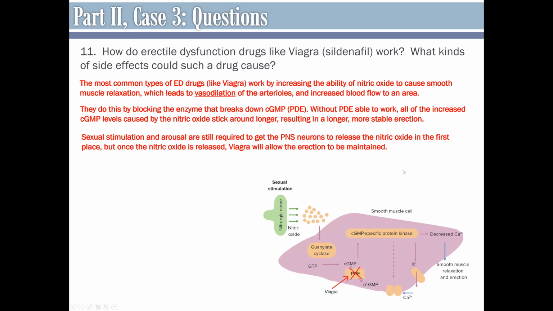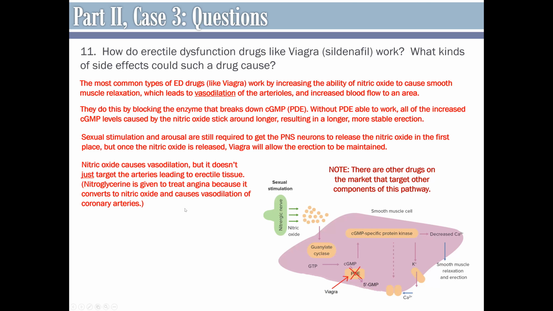So sexual stimulation and arousal are still required to get the parasympathetic neurons to release the nitric oxide in the first place. But once the nitric oxide is released, Viagra will allow the erection to be maintained. So Viagra is not going to give you an erection if you're not already sexually stimulated or aroused, but when you are sexually stimulated or aroused, it will allow you to maintain an erection. So note that there are other drugs on the market that target other components of this pathway. I'm just focusing on the actions of Viagra because it is the most common and most well-known erectile dysfunction drug.